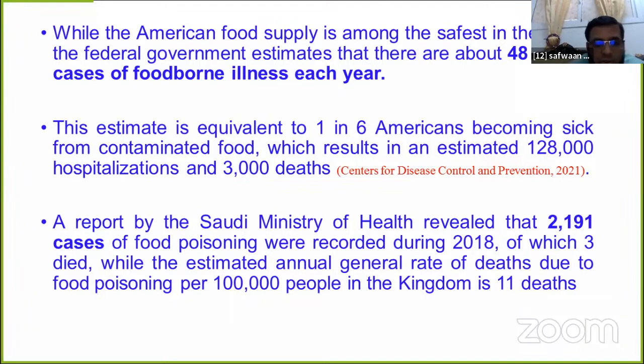There is a report by the Saudi Ministry of Health revealing that 2,191 cases of food poisoning were recorded during 2018, out of which 3 people died. While the estimated annual general rate of death due to food poisoning is 1 lakh people in the kingdom.